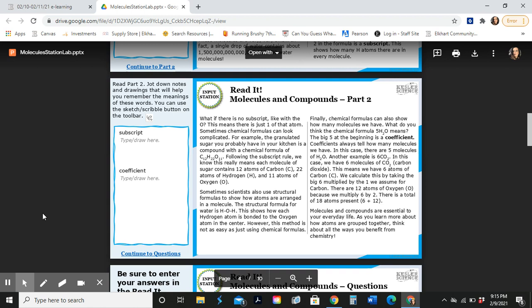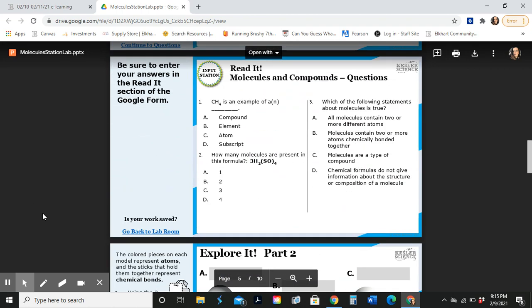Molecules and compounds are essential to your everyday life. As you learn about how atoms are grouped together, think about all the ways you benefit from chemistry.